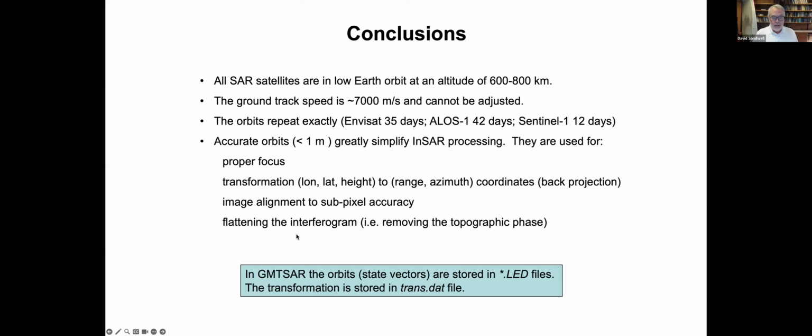And then finally, when you make your interferogram, you have to remove any kind of topographic phase, but you also have to, if you have an orbit error, correct for that somehow. And then these two files that are important, the LED file has the orbit in the Cartesian coordinates, and the trans.dat file has the mapping from lat, long, height into radar coordinates. So that's all about orbits. I probably went a little quickly, so maybe someone can have some more time.